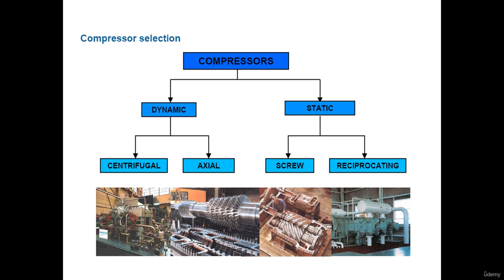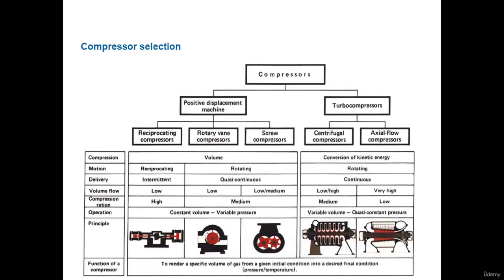So the compressor is either dynamic, positive displacement or static. So reciprocating or screw, axial or centrifugal. One of the comparisons between the compressors, to be sure of the characteristics of the compressors, is compression. The compression of positive displacement is on volume. So we create the flow on a fixed volume.